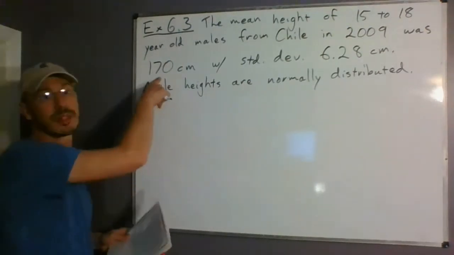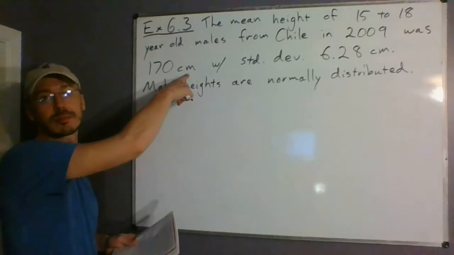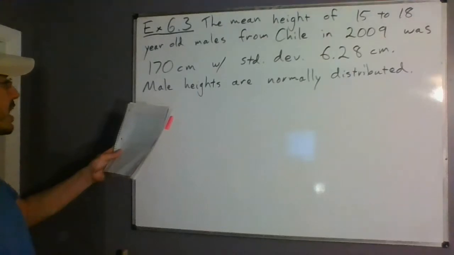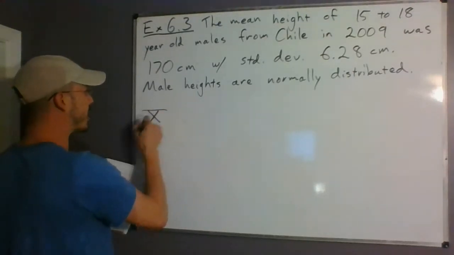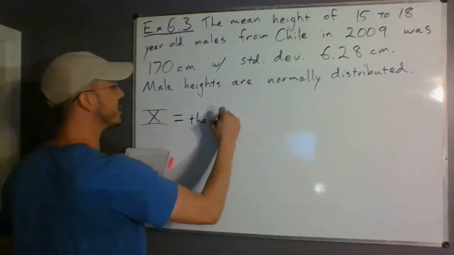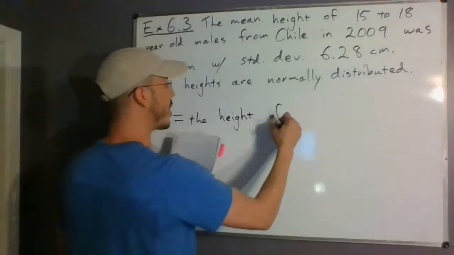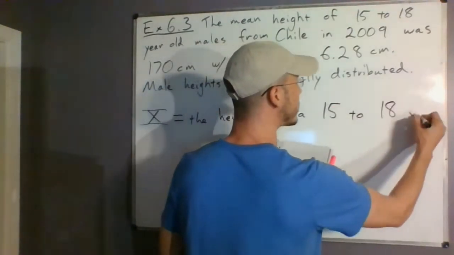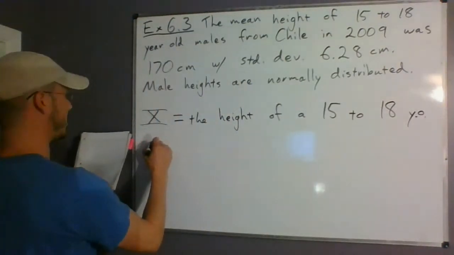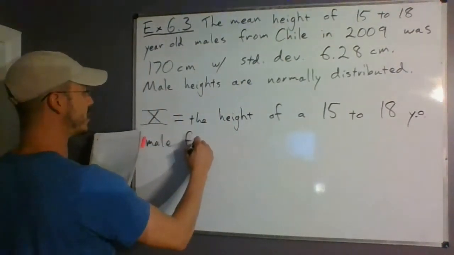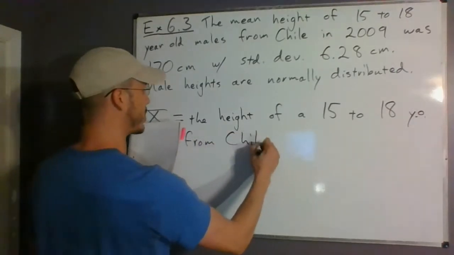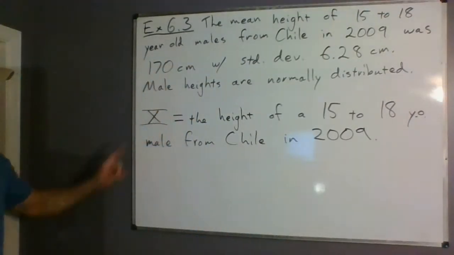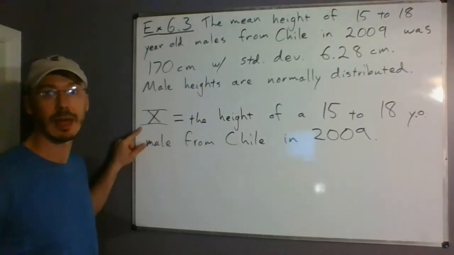So 170 centimeters, don't worry about it. It's regular height for a 16-year-old boy. But for this data, we're going to use the variable x to represent the height of a 15 to 18-year-old male from Chile in 2009. So that's the meaning of our variable x.